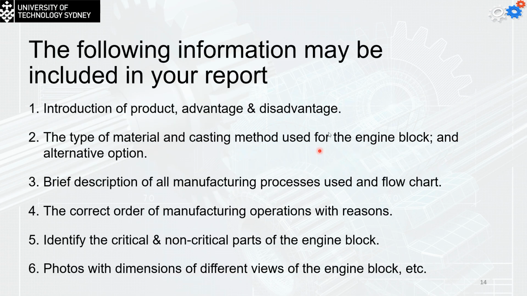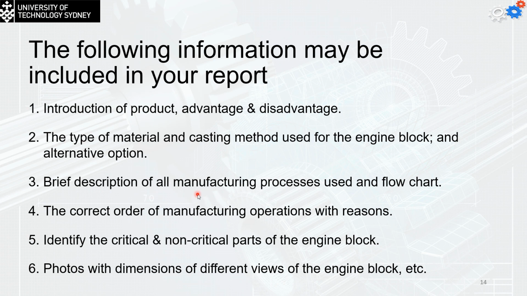The following information may be included in your report. First, an introduction about the product, something similar to what I just mentioned, including the advantages and disadvantages. Also, the type of the material and the casting method used for the engine block and the alternative options. So we said the type of the material, and we need to add the alternative materials that can be used, the casting method used, and the alternative casting methods that can be used. And of course, you need to give a brief discussion about why we chose this material.